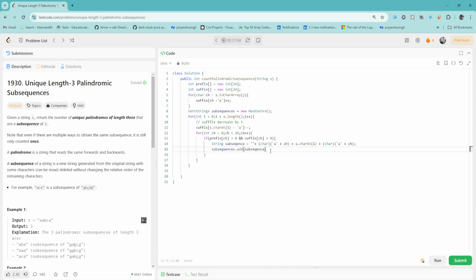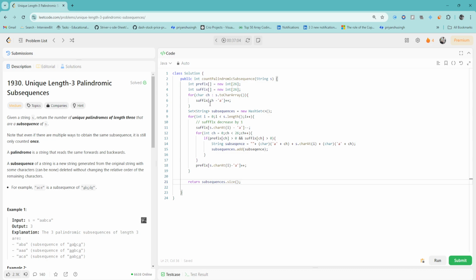If everything is done, we are basically forgetting one step. Before leaving a particular character, the prefix of that character, s dot char at I, would be increased by 1. After that, for this loop it is over. Now we just need to return our answer, that is the subsequences size, subsequences dot size. If we have correctly implemented what we were thinking, it would work fine.